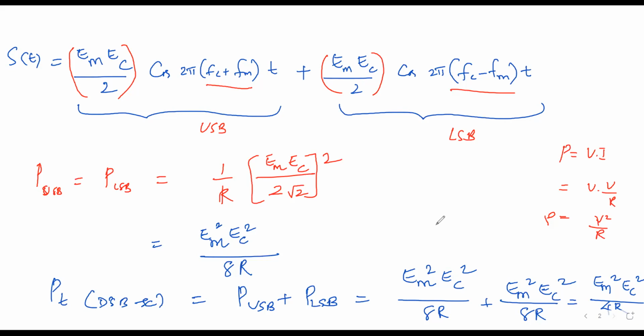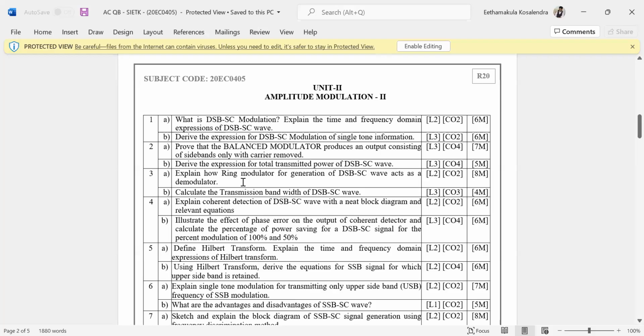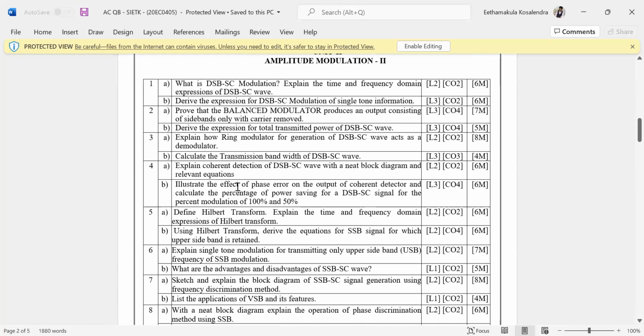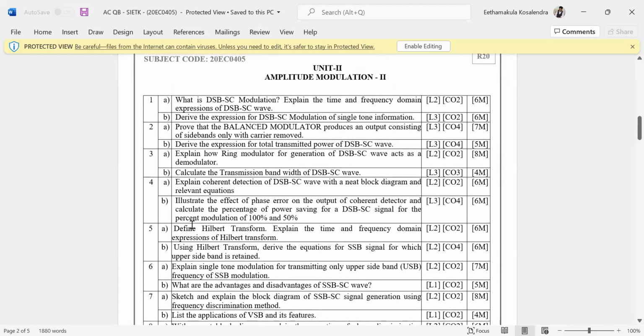So next we will see a problem. Look at the question. I'll share the question bank with you once again. If you see the question related to the second unit, yeah, this one. So we'll solve this.